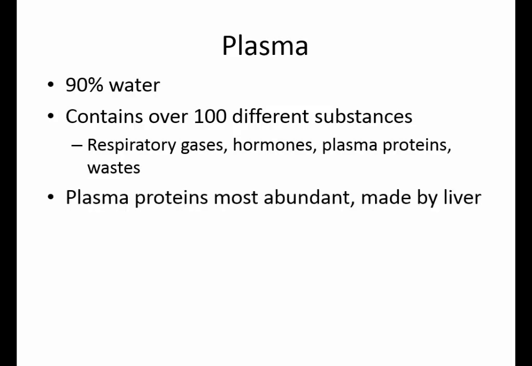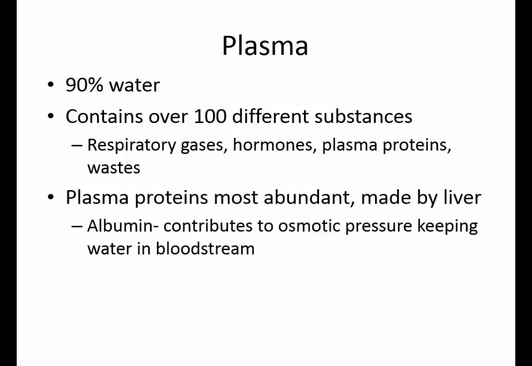After water, the most common component is the plasma proteins. These are made by the liver and they have several functions. Albumin composes a large part of the protein in the blood. This helps contribute to the osmotic pressure. It draws water into the blood so it keeps water in the bloodstream. Also, important proteins include the clotting proteins. These are necessary to stop blood loss.